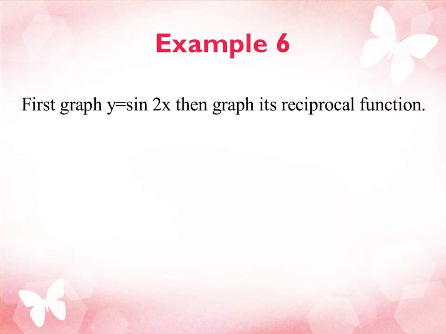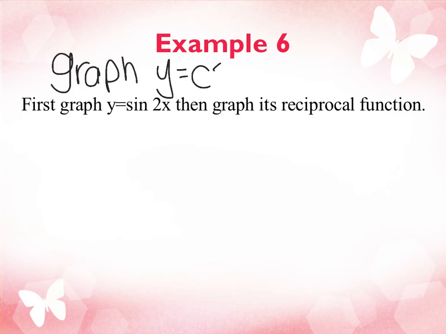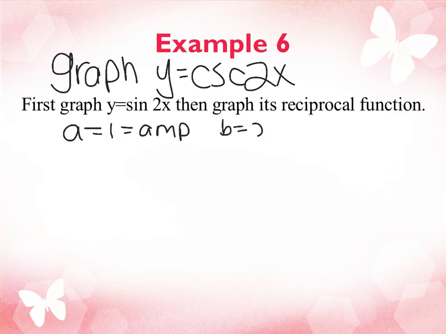We're just going to work through one. So this says first graph y equals sine of 2x, then graph its reciprocal function. So it's kind of baby stepping you into there. On your test, it would say graph y equals cosecant 2x. And you have to know that that means you first have to graph sine of 2x and then add on the reciprocal function. So A is 1, which is your amplitude. B is 2, which means your period is 2 pi over 2, or pi.